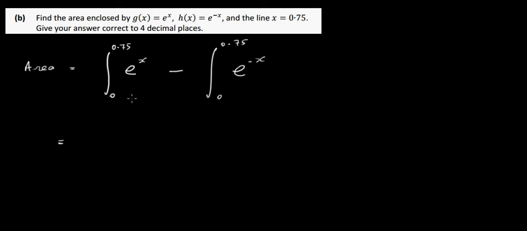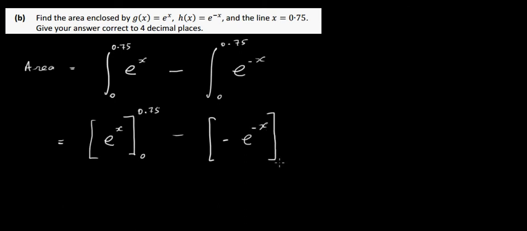Well, the integral of e to the power of x is just e to the power of x. And we want to put in our limits here, which are 0 and 0.75. Now, the integral of e to the power of minus x is minus e to the power of minus x. I'll just go through that in a second. But again, we're integrating that between 0 and 0.75. Let's just have a look at where that came from.